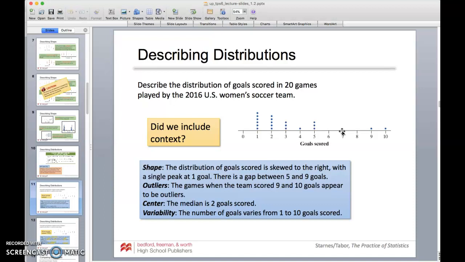Now, outliers, there certainly seem to be 9 and 10. Probably these two stand out away from the rest of the data. I would say so, and we'll talk about how to define that for sure later on.